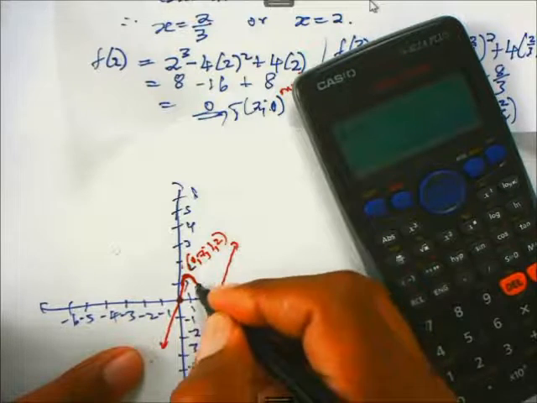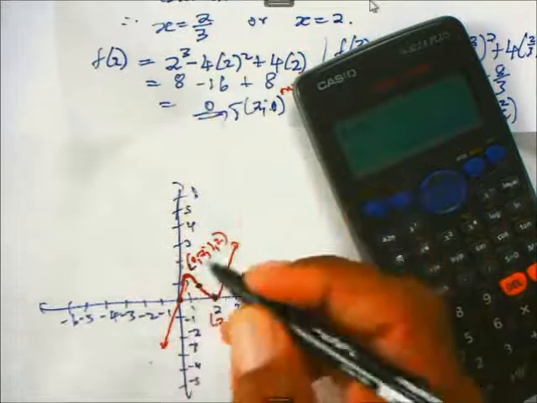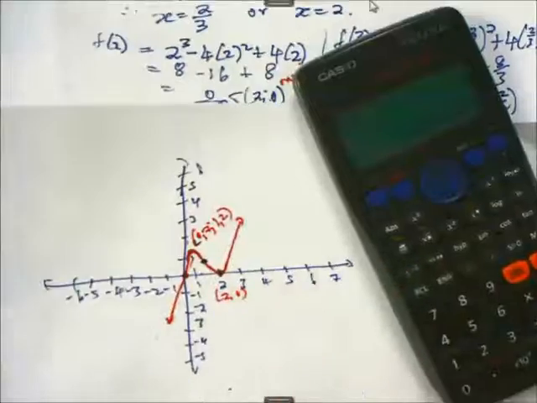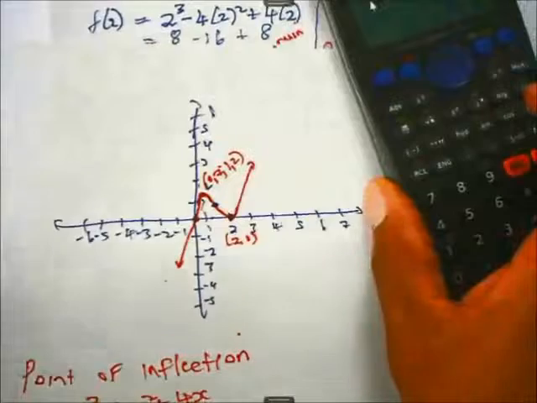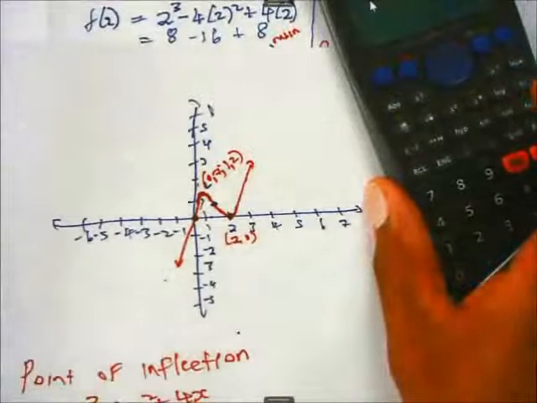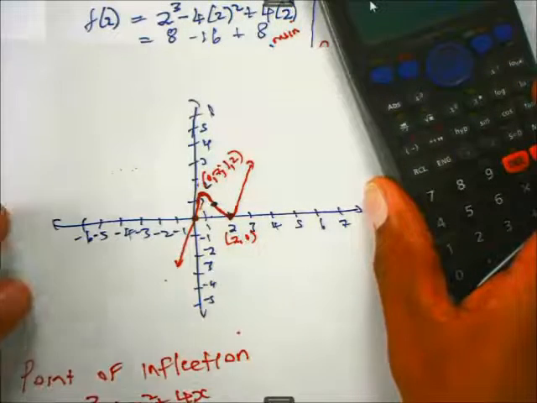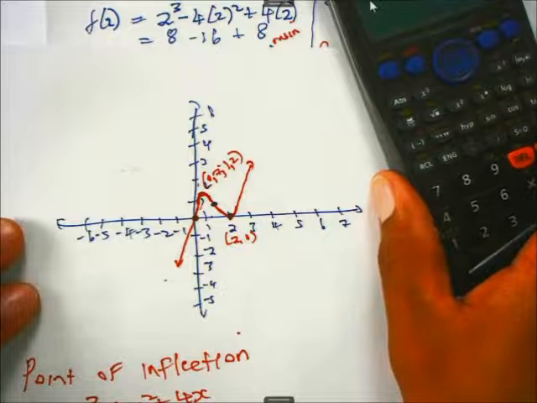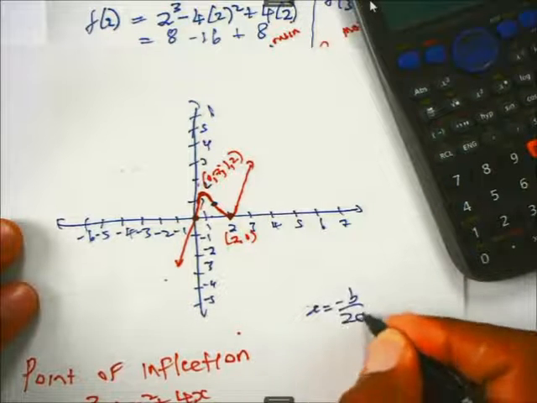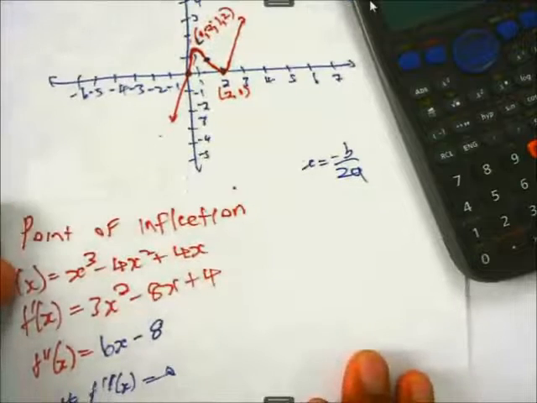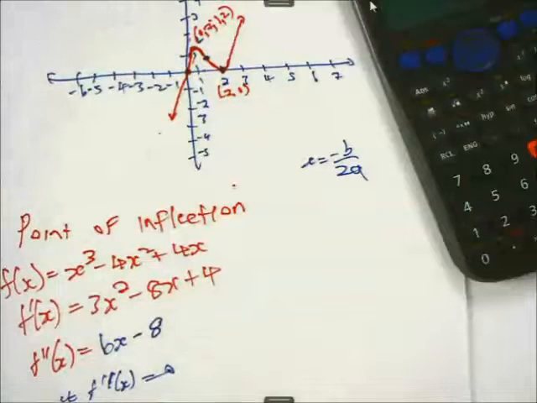You can see now these points divide these two graphs. Okay, right. This is the x value and the y value of the point of inflection, right? We also said that you can also use x is equal to minus b over 2a. You can also use x is equal to minus b over 2a, right?